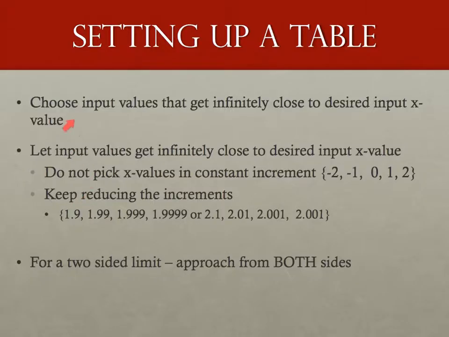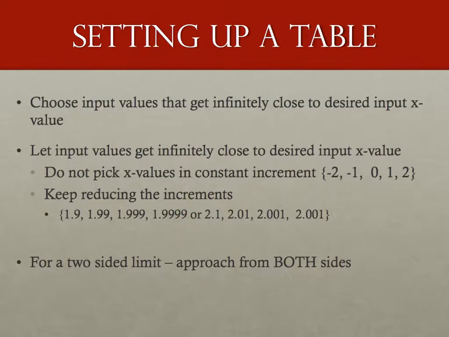Now, when we're doing this, we're going to be choosing input values that get infinitely close to the desired input x. Getting close means we do not pick x values in constant increments. We're not going to pick -2, -1, 0, 1, 2, the way you would have done back in Algebra 1. Since we want to get infinitely close, we have to keep reducing our increments. So 1.9, 1.99, 1.999. So you just see how each time I'm still getting closer and closer to 2, but I'm not actually reaching it.